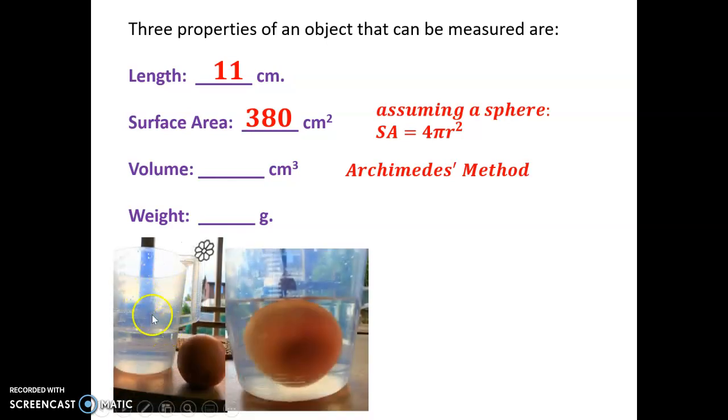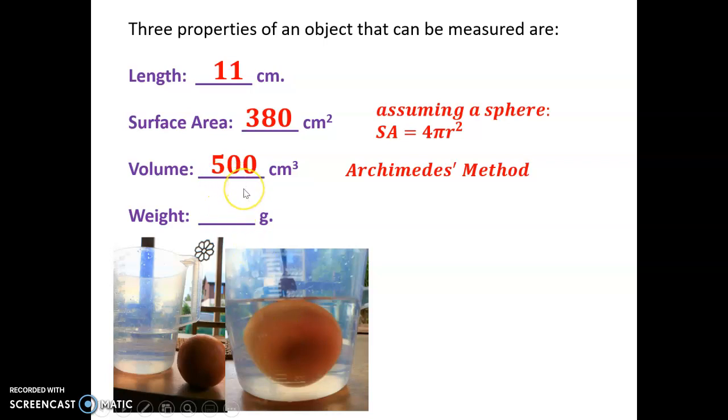So here's a giant container I had, and before I put the grapefruit in it, it was at about 2,000 milliliters, which is the same as 2,000 centimeters cubed for volume. Then I put the grapefruit in it like this, and the water level rose up to 2,500. So that tells me I have a volume of 500 centimeters cubed, because 500 centimeters cubed of water were displaced or moved up when the grapefruit went in.